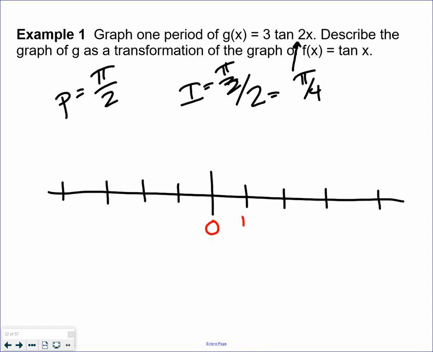You're going to go adding pi over 4 each time to the right. Pi over 4, 2 pi over 4, 3 pi over 4 and 4 pi over 4. Subtracting pi over 4 to the left. Okay. Now, here's what I would have to tell you.